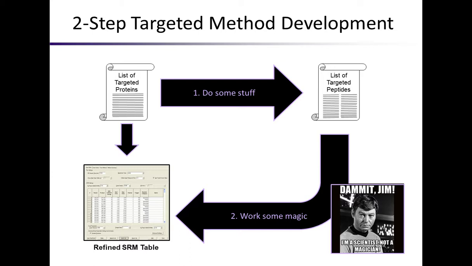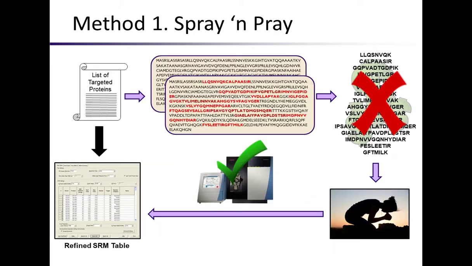What we want to do is start with this list of targeted proteins and turn it into a refined SRM table, right? So step 1 is that you're going to do some stuff to get a list of peptides that you want to look at. And then you're going to do some mass spectrometry magic to check these peptides out and get your refined SRM table, right? Super simple, right? Well, we'll walk through a bunch of different ways to do it.